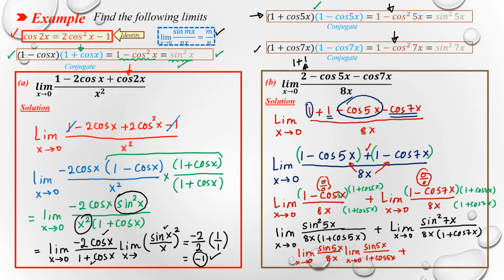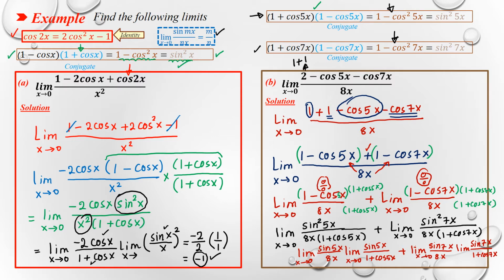second limit. We have the same thing. You have to split the limit. So sine squared 7x, you can write it as sine 7x divided by 8x multiplied by limit sine 7x over 1 plus cosine 7x when x goes to 0.